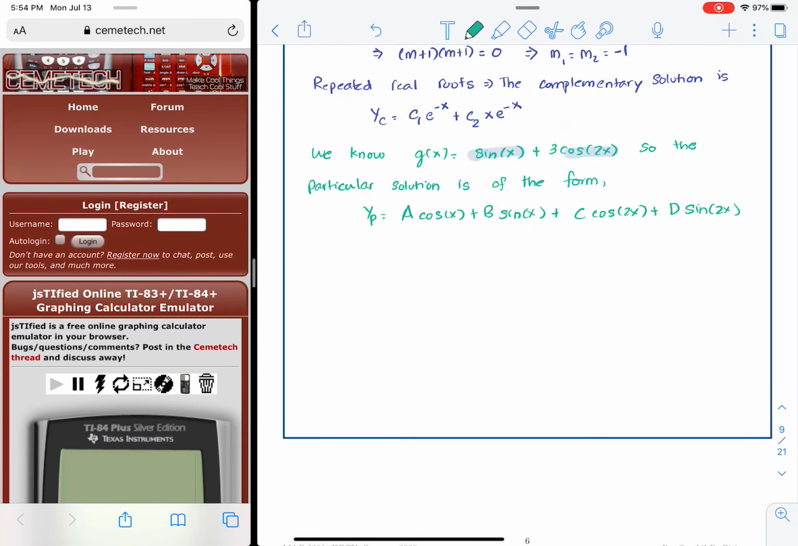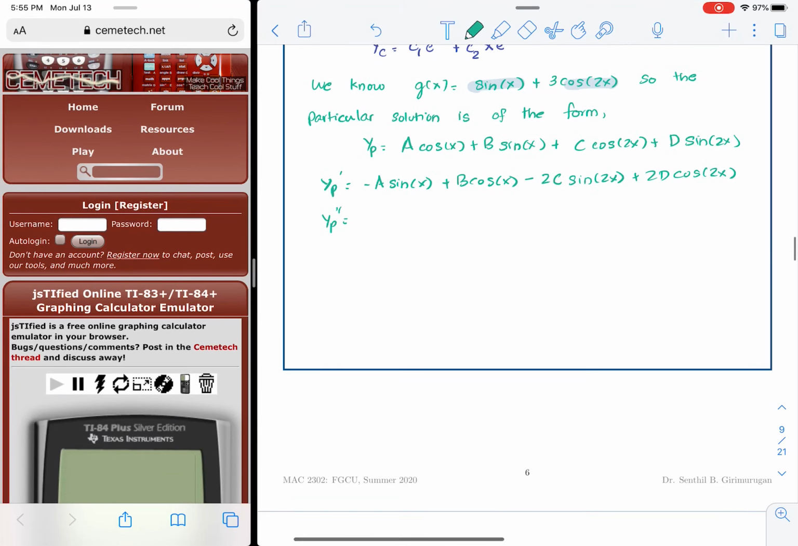Now we have to find the derivatives. yp prime is minus a sine x plus b cosine x minus 2c sine 2x plus 2d cosine 2x. yp double prime is minus a cosine x minus b sine x minus 4c cosine 2x minus 4d sine 2x.